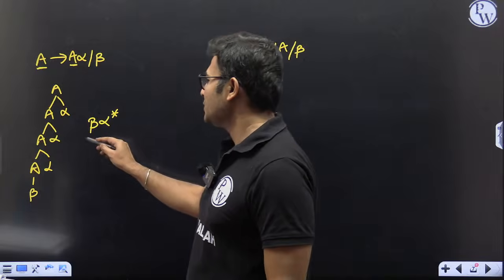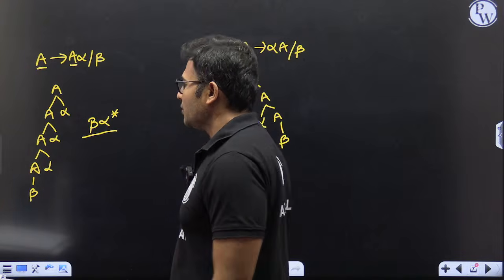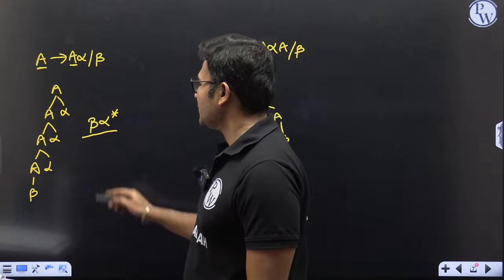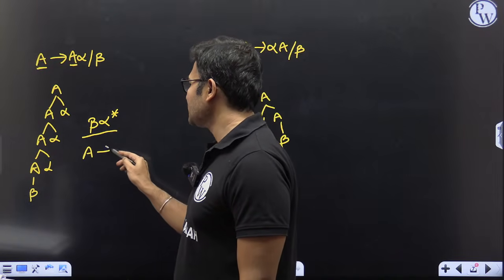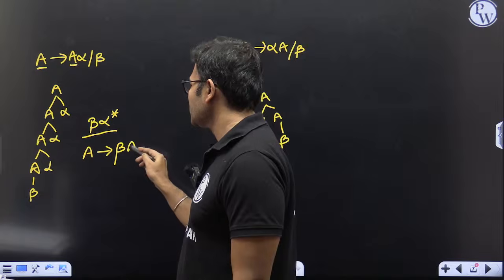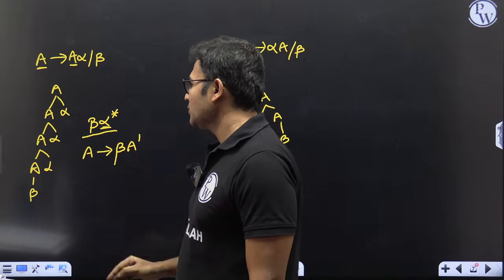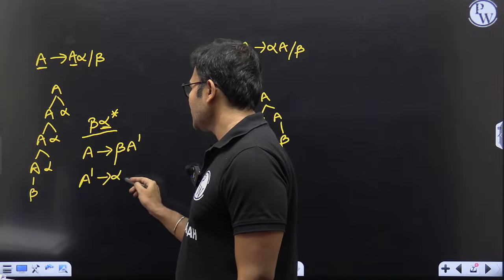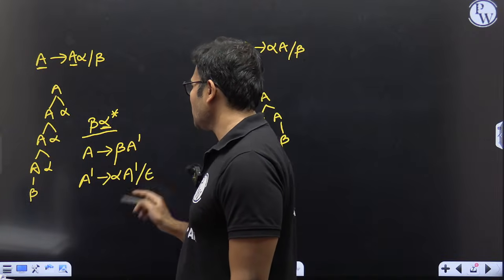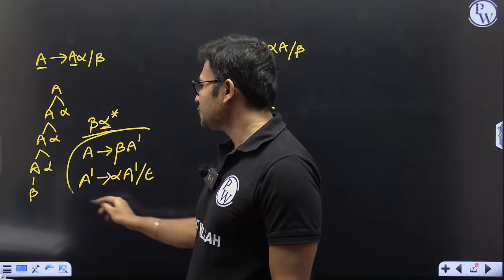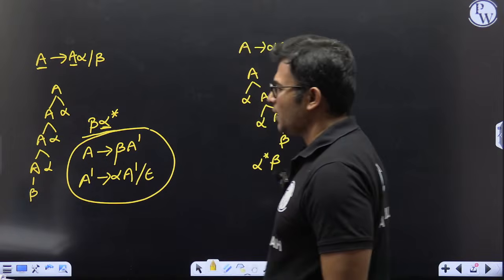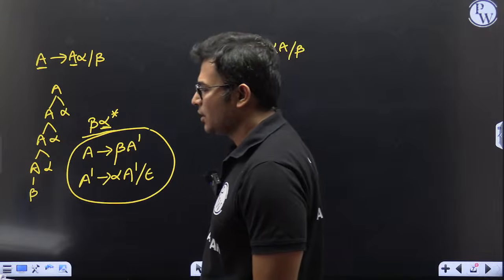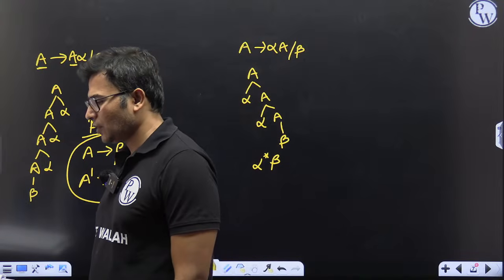You have to generate this language without using left recursion. How can I generate that? So I can write like this: A derives beta A dash, and A dash has to derive alpha star. I can write it as right recursive: A dash derives alpha A dash or epsilon. This is how you eliminate the left recursion from a grammar. Okay.